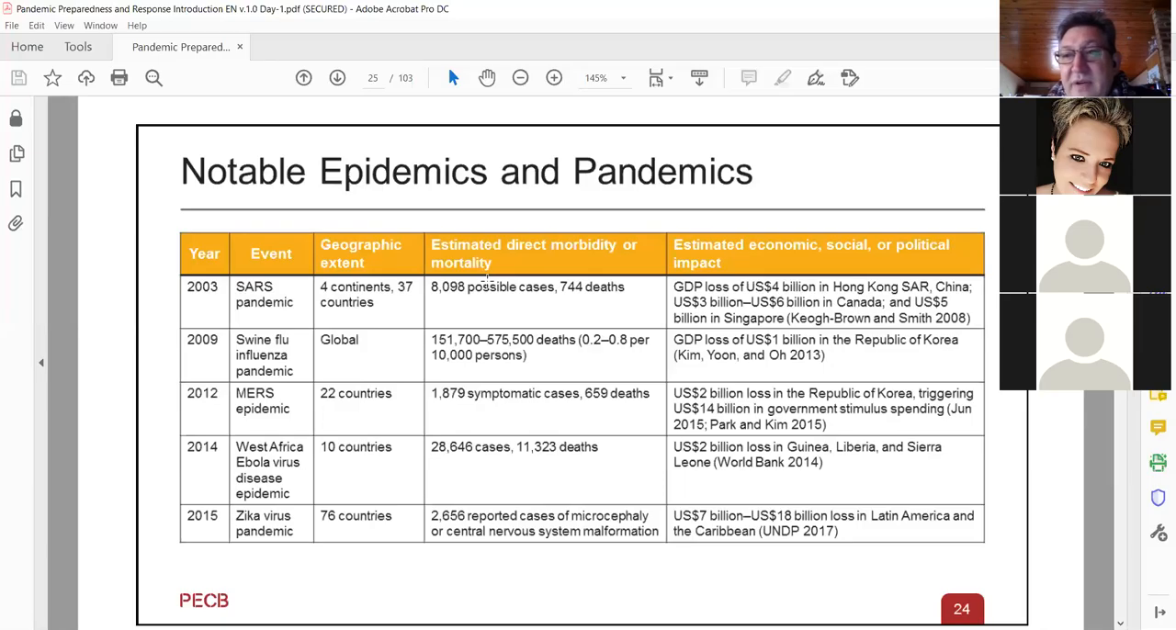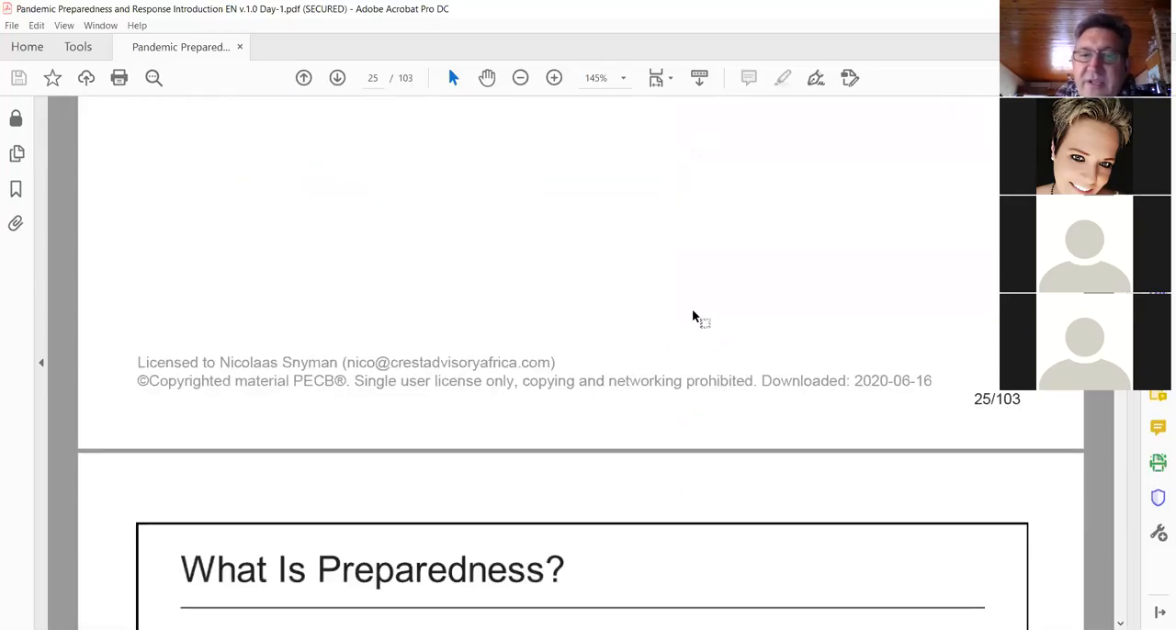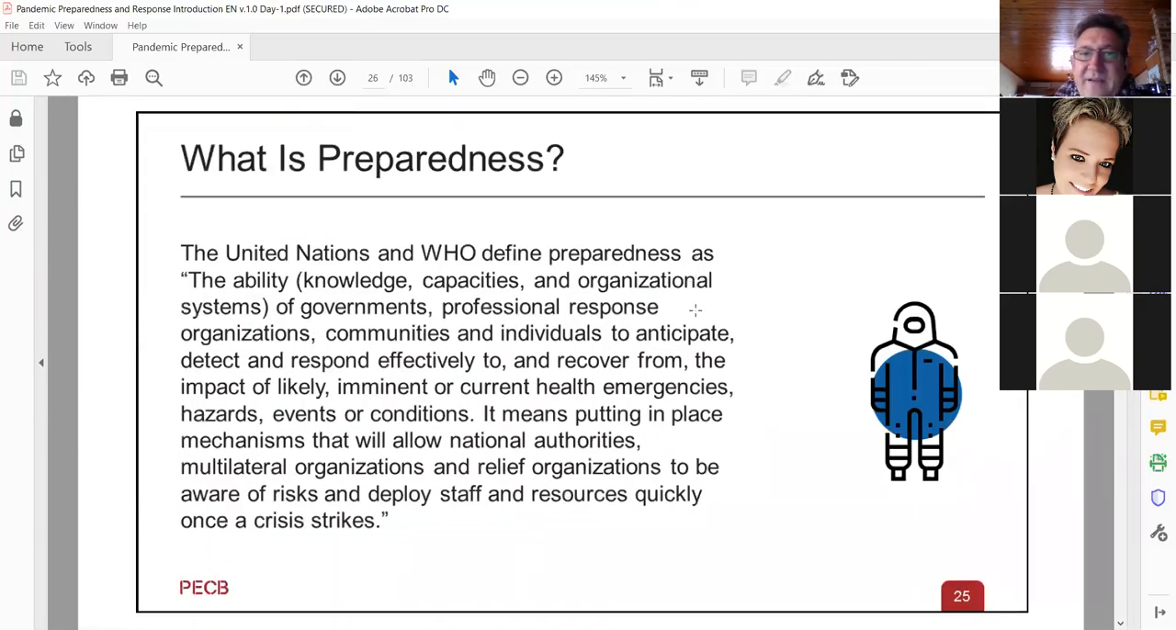over 8 million infected. I think we are standing close to 500,000 people already dead. So this is having, and if you're looking at all the financial stimulus that was actually announced across the world, that is just huge. So what is preparedness?